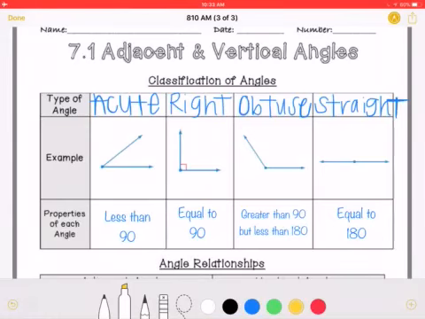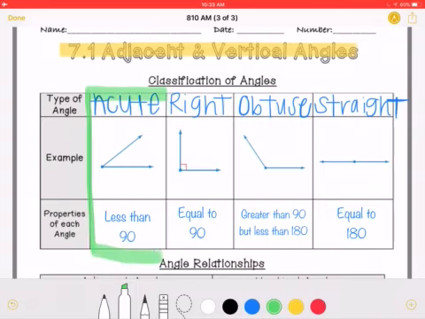Let's start chapter 7. First lesson, adjacent and vertical angles. We'll first review how to classify angles, and then we'll start to get into angle relationships. So, classification of angles, we have acute angles. Those are those angles that measure less than 90 degrees. There's an example there for you of what an acute angle might look like.